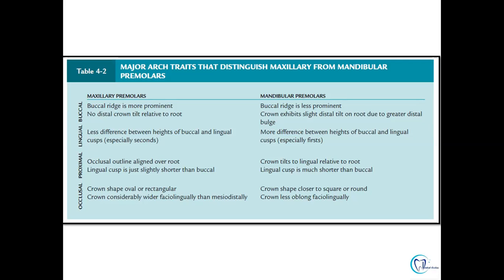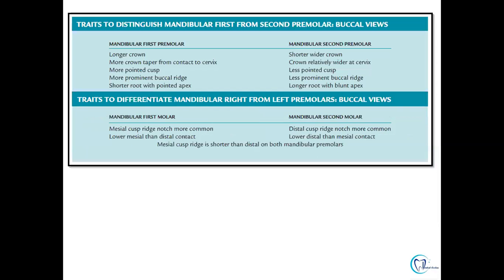whereas the mandibular premolars show a lingual inclination. When we see from the occlusal aspect, the maxillary premolars are oval or rectangular in shape, whereas the mandibular premolars are square to round. The maxillary premolars are faciolingually wider, whereas mandibular premolars are less faciolingually wide.